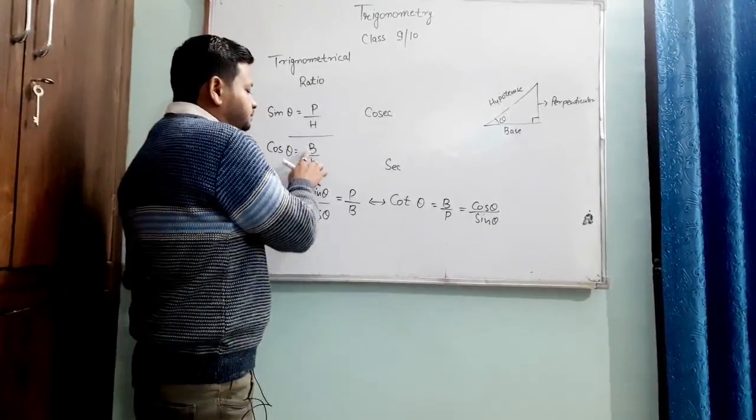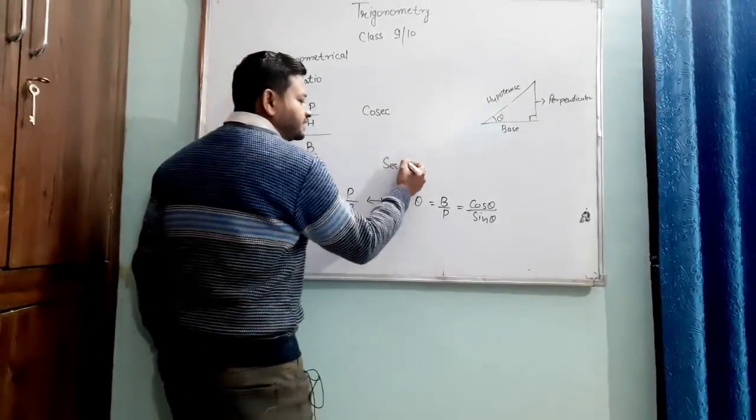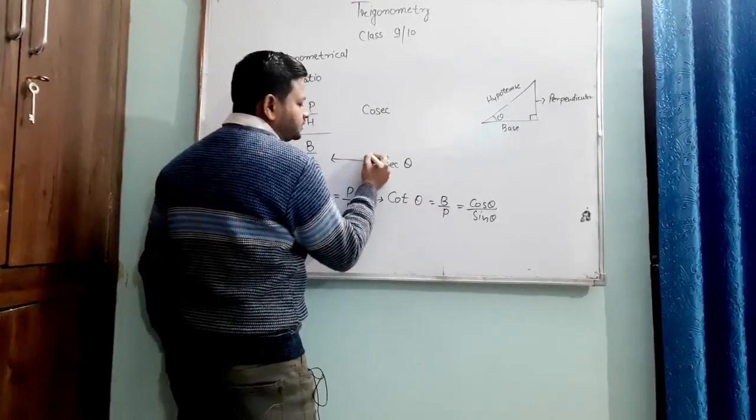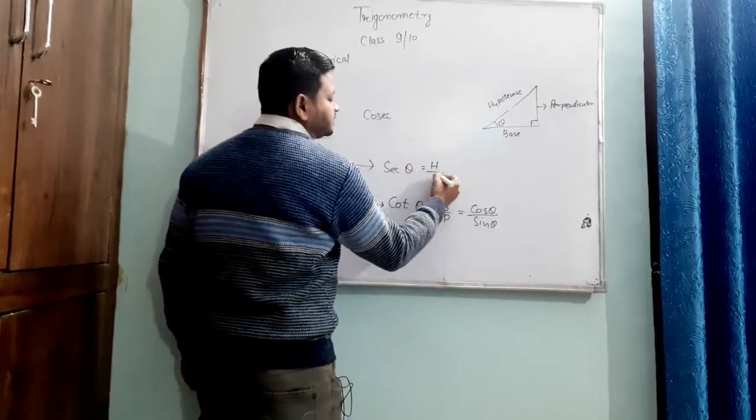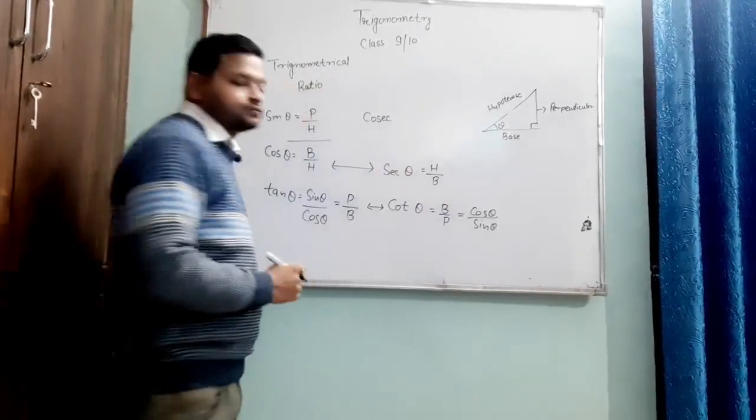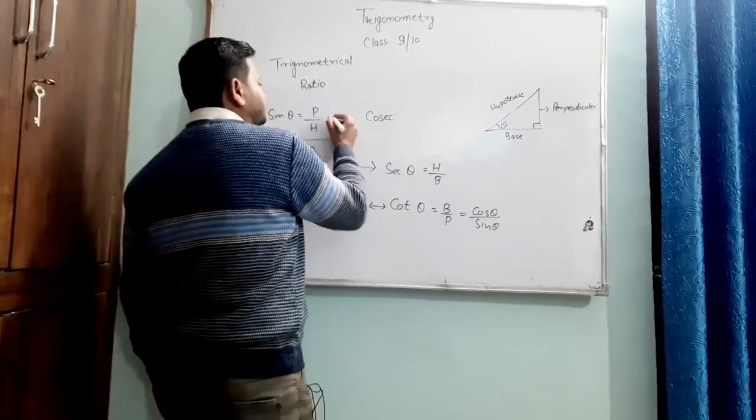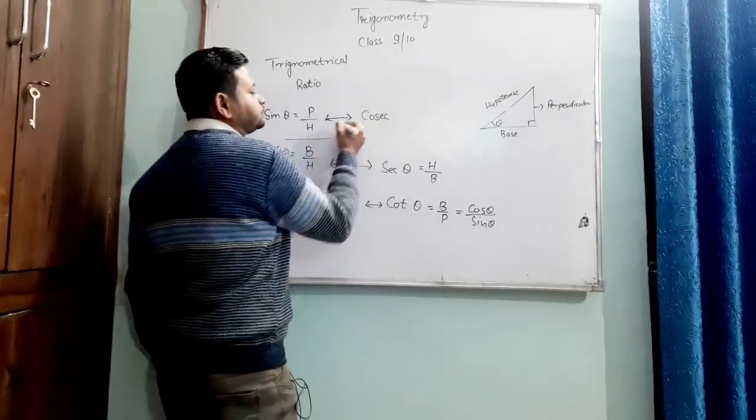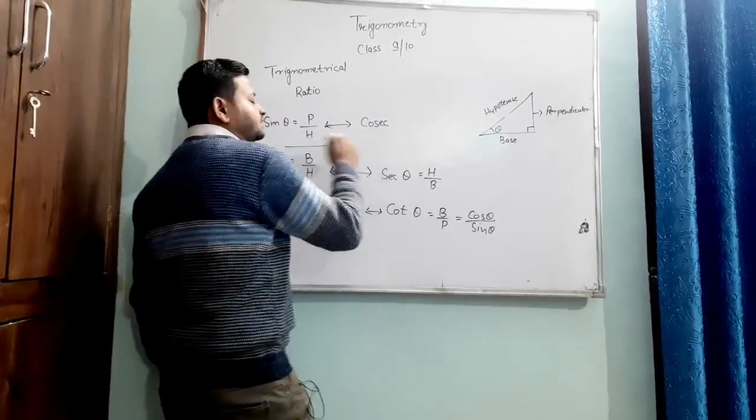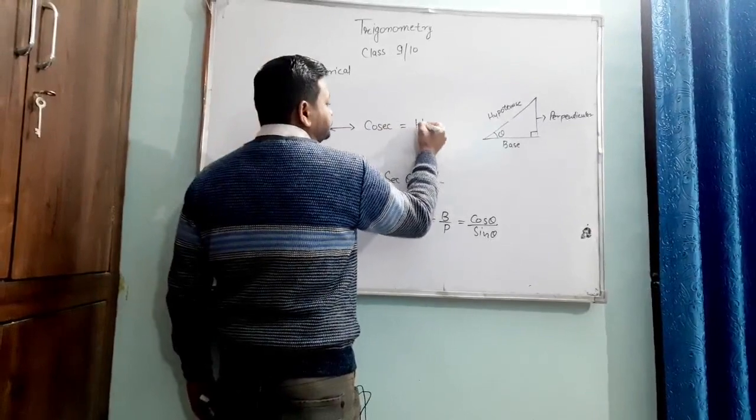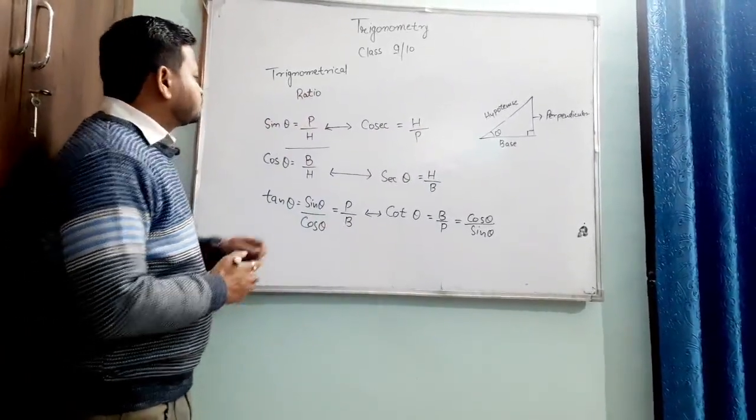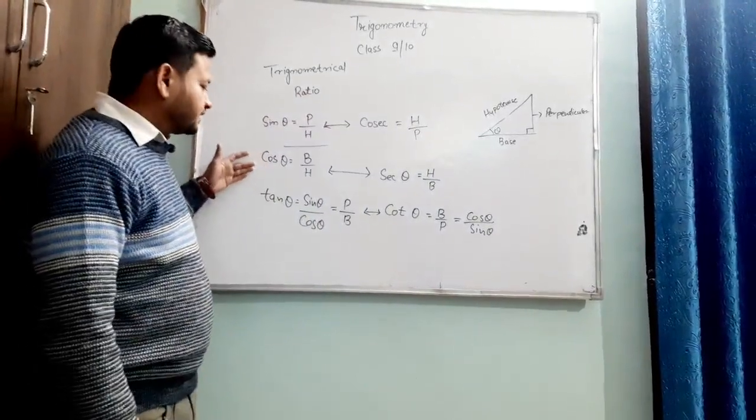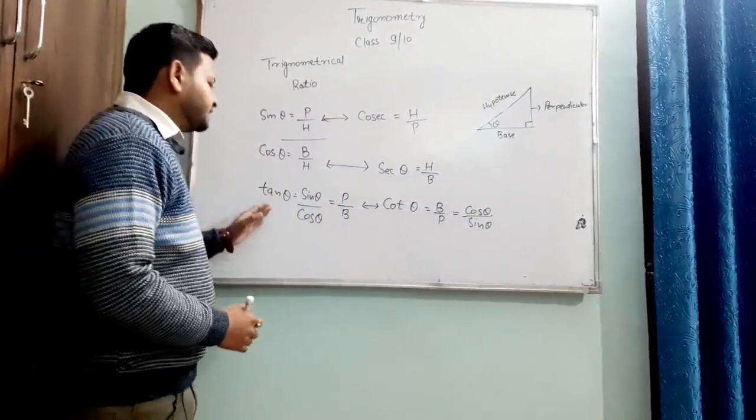Now cos theta is B by H. Cos and sec theta are reciprocal to each other, so sec theta would be H upon B, where H stands for hypotenuse and B stands for base. Now cosec theta and sin theta are reciprocal to each other, so cosec theta will be H by P. So we have to learn only sin theta and cos theta, and we are able to find tan, cot, sec and cosec theta.